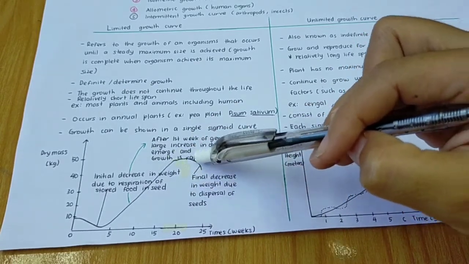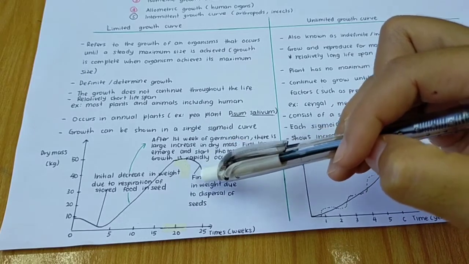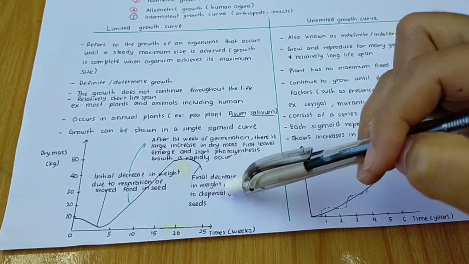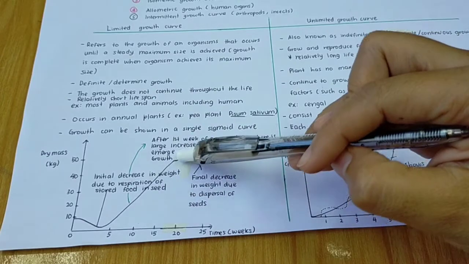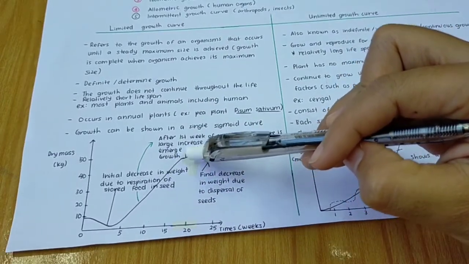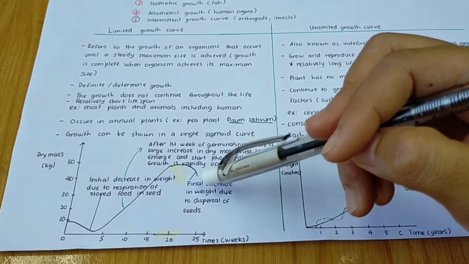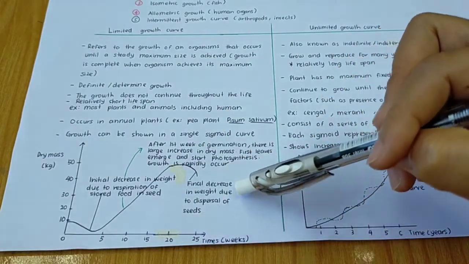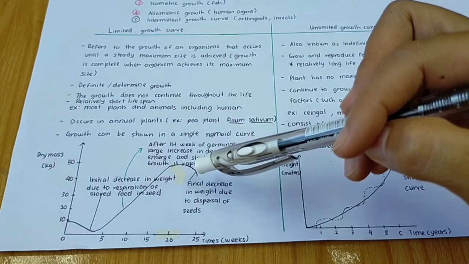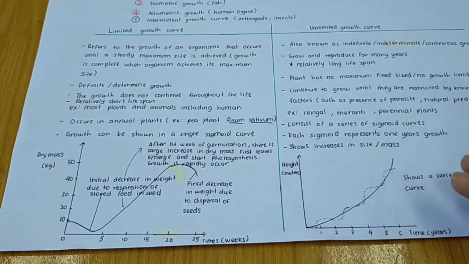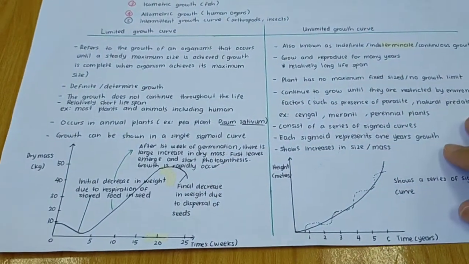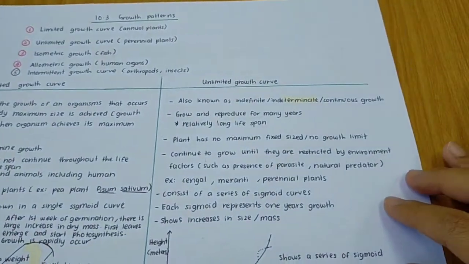Okay, and then what happened here? So at the end here, kalau kita tengok di sini, the final decrease in weight due to dispersal of seed. So maksudnya di sini adalah once the growth has already reached its maximum, so what happened to the growth? It will stop and decline. So kalau kita tengok based on the concept of annual plant here, kenapa dia akan decline? Because there is a dispersal of seed. Okay, so apa bezanya dengan unlimited growth curve?